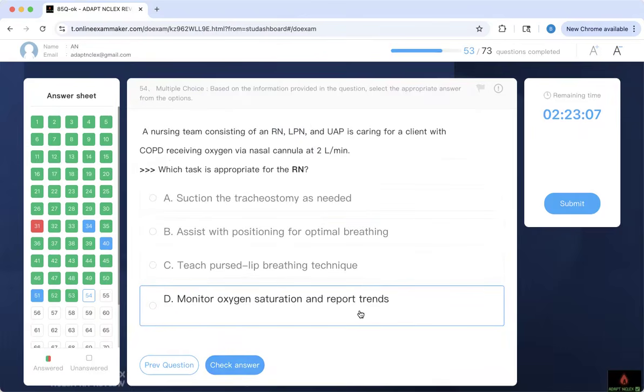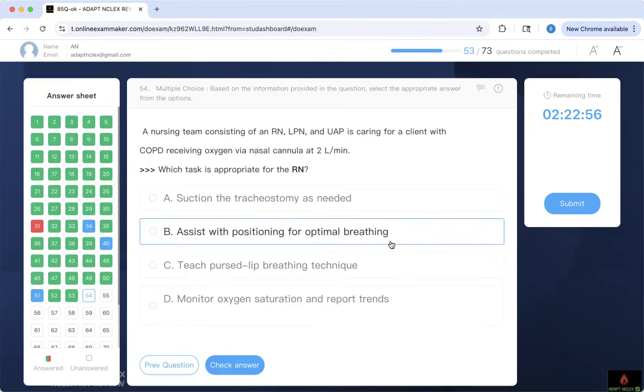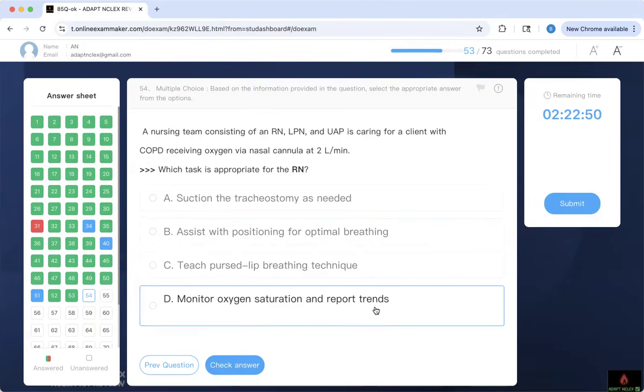Which task is appropriate for the RN? Patient has COPD and his oxygen saturation is on 2 liters. Suction the tracheostomy as needed. Assist the positioning for optimal breathing. Teach pursed-lip breathing technique. Monitor oxygen saturation and report trend. What do you think?